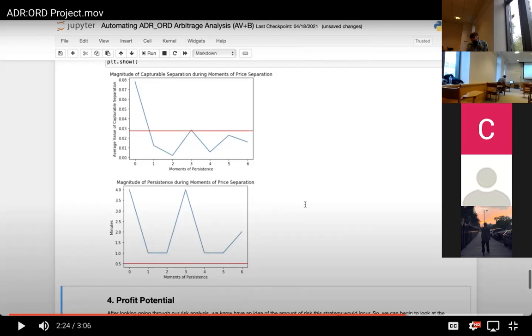But if this blue line dips below our red line at any point throughout the day, that means if we see that price discrepancy, we might try to start trading on it. Say we see a price discrepancy and the ADR is trading much cheaper than the ORD. So we spring into action and we buy the ADR. But that price discrepancy may have persisted for only 20 seconds.